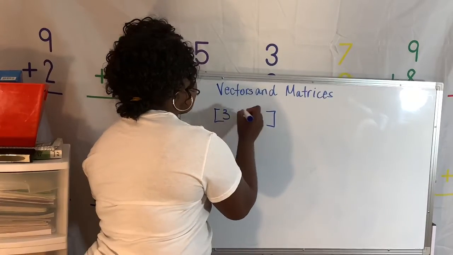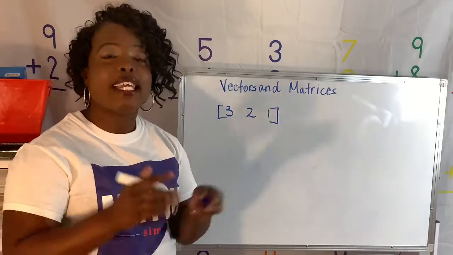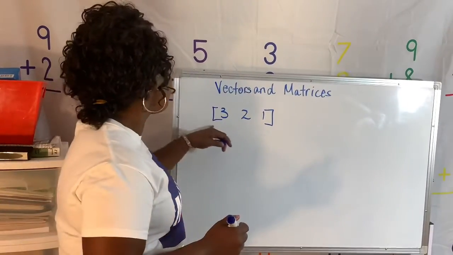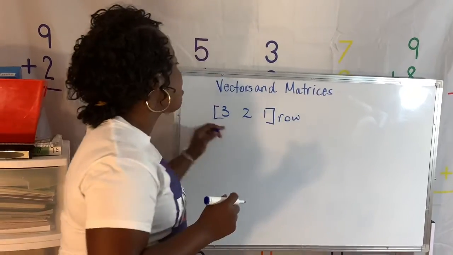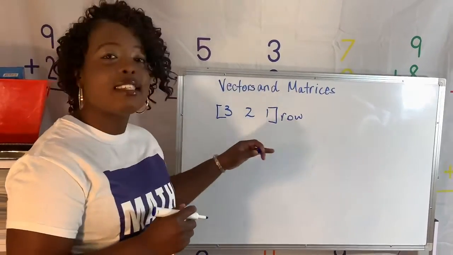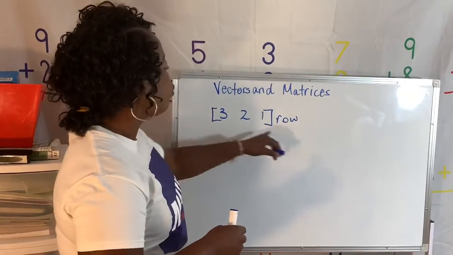For example, if I had 3, 2, 1, this right here is considered a vector. It is a list of numbers. So this we call a row. Whenever you see numbers that are organized horizontally in somewhat of a list, it is called a vector. And again, we typically call it a row.